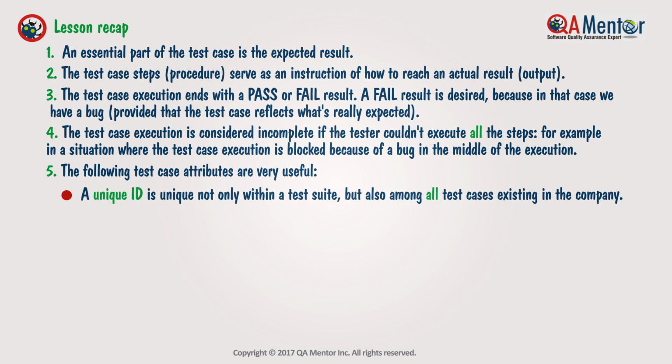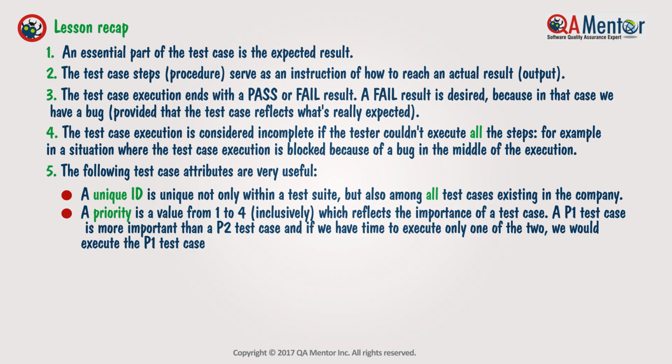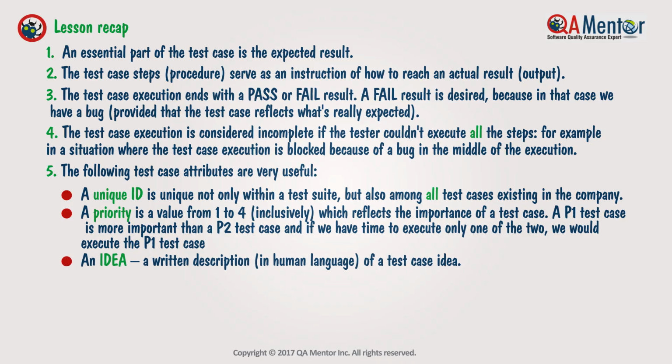A unique ID is unique not only within a test suite, but also among all test cases existing in the company. A priority is a value from 1 to 4 inclusively, which reflects the importance of a test case. The practical consequences of having differences in priorities: a P1 test case is more important than a P2 test case, and if we have time to execute only one of the 2, we would execute the P1 test case. An idea, a written description in human language of a test case idea.